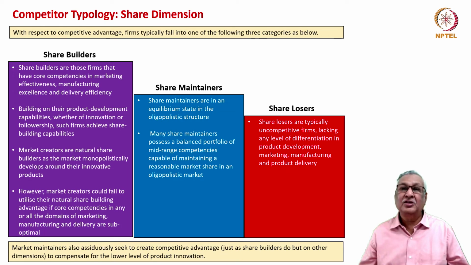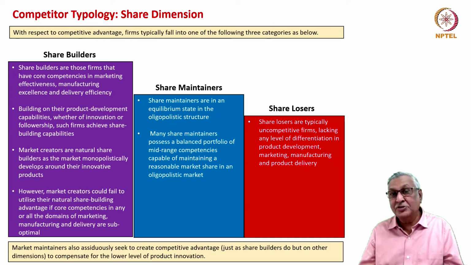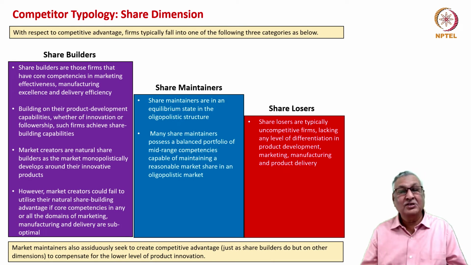Share losers, as I said, are typically uncompetitive firms. They lack differentiation, they lack innovation, they lack even proper followership. They can't improve the products properly, they can't introduce the products in the marketplace with responsibility. Their manufacturing facilities could be suspect in terms of quality standards. These are the kinds of companies which are share losers, and such companies exist in every industry because, fortunately or unfortunately, affordability of products determines demand for certain segments of the market, and therefore they tend to be available in the industrial space.